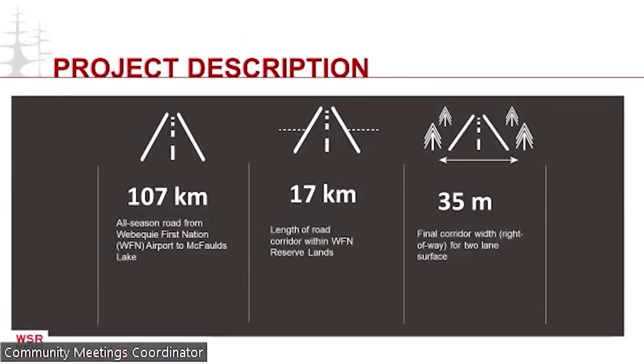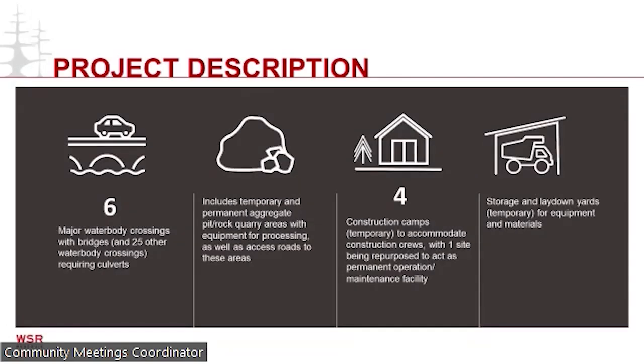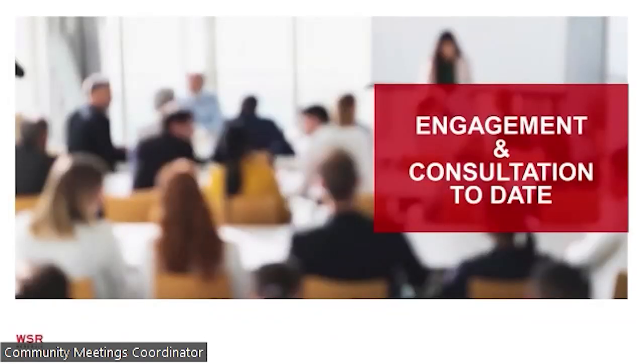The planned road will be 107 kilometers long, with 17 kilometers on the Webequie First Nation reserve lands. The corridor planning area is 2 kilometers wide, but the actual cleared area will be 35 meters wide. The road will make 6 major water crossings and will include temporary pits, quarries, equipment storage areas, and 4 construction camps. Now let's talk about the communication we have had with Indigenous communities.